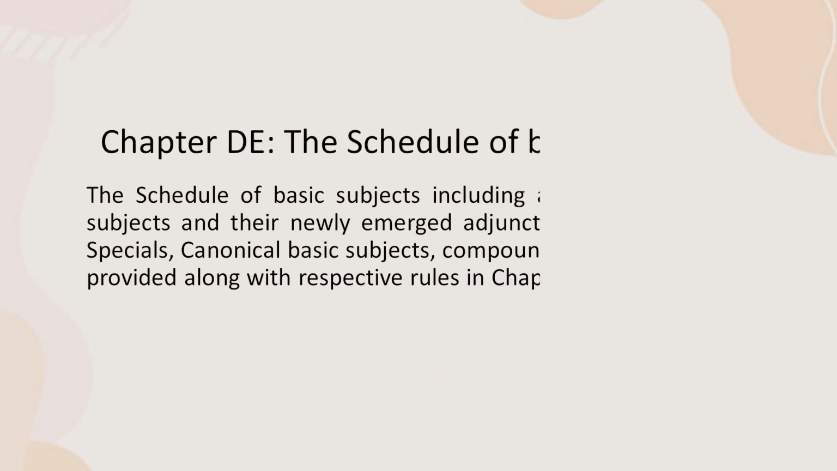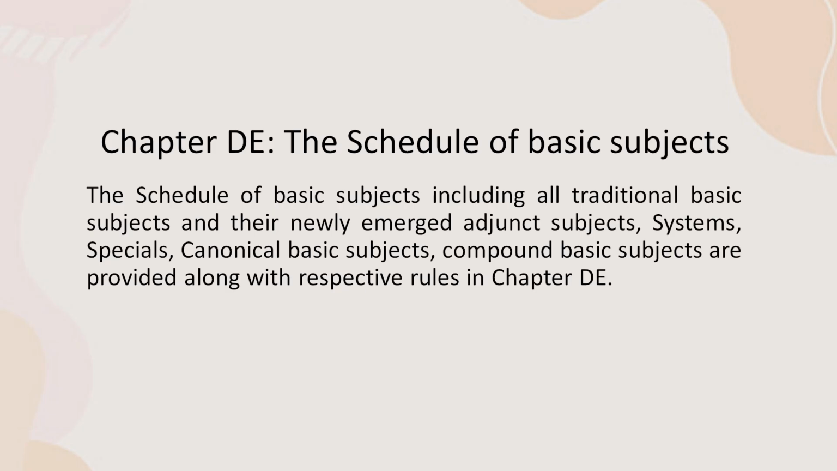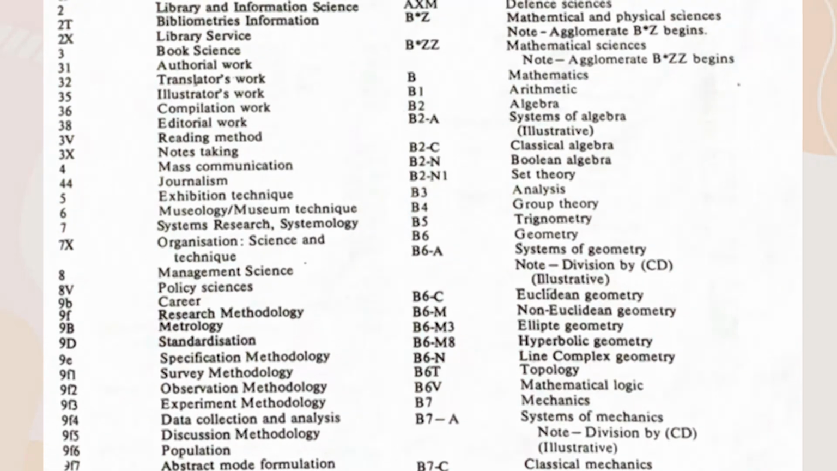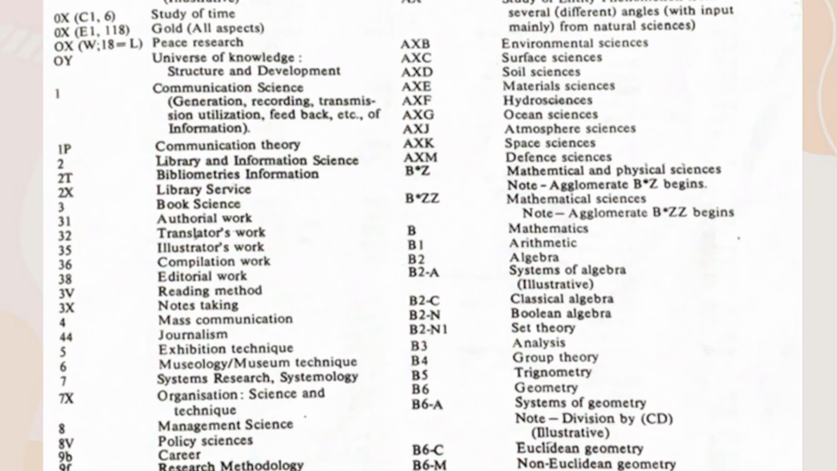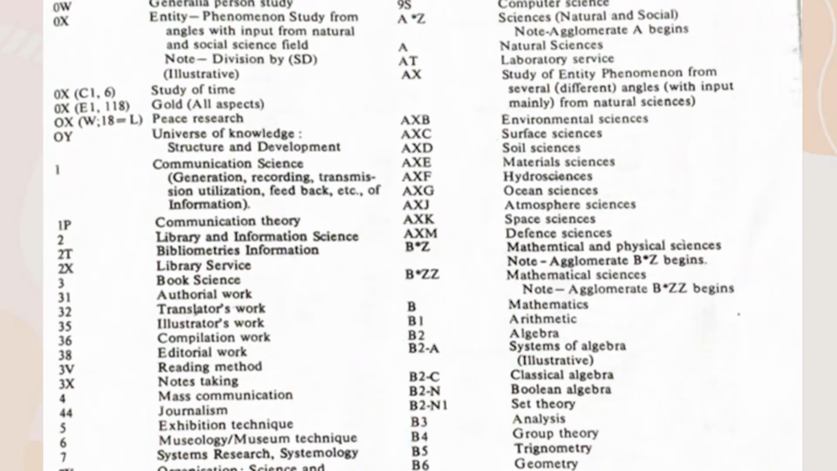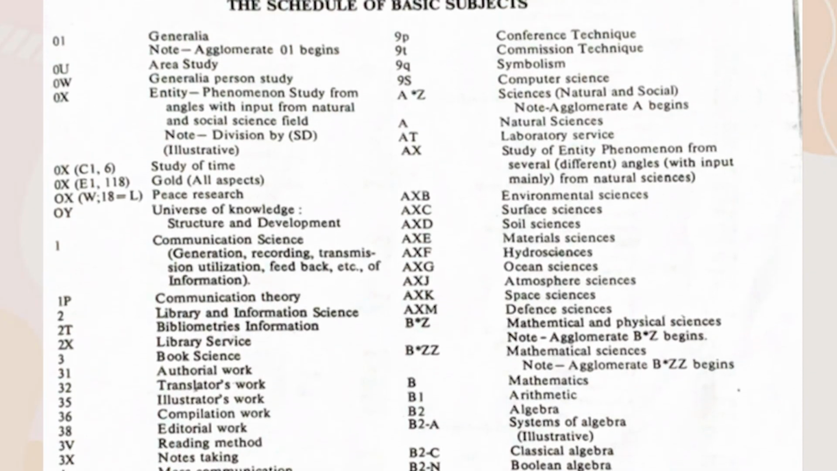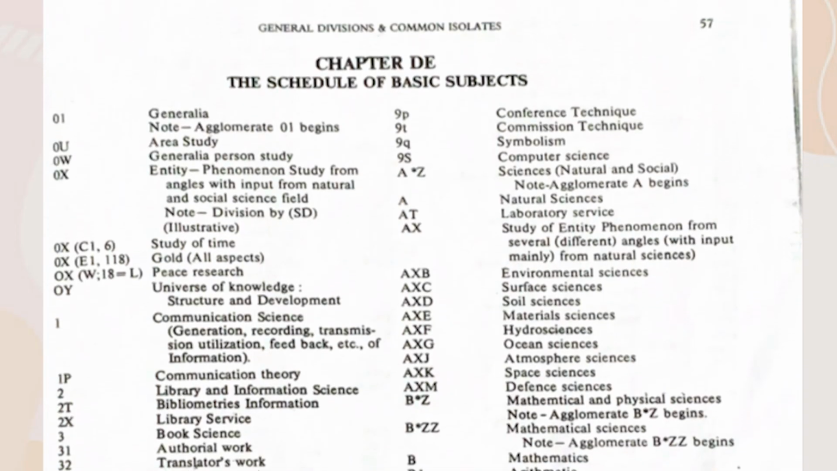In chapter DE, we get a long schedule of basic subjects where the traditional basic subjects along with the adjunct basic subjects are enumerated. Under adjunct basic subjects, there are newly emerged main subjects, systems subjects, special basic subjects, canonical basic subjects, and compound basic subjects, along with the traditional basic subjects.